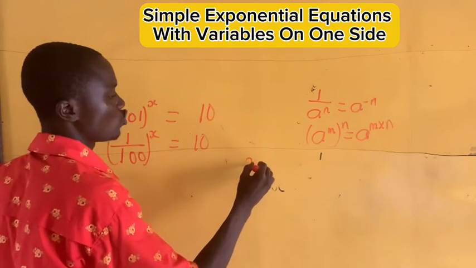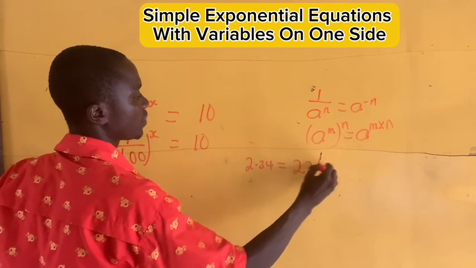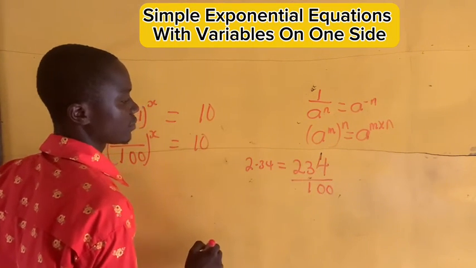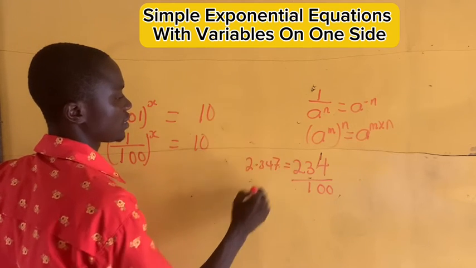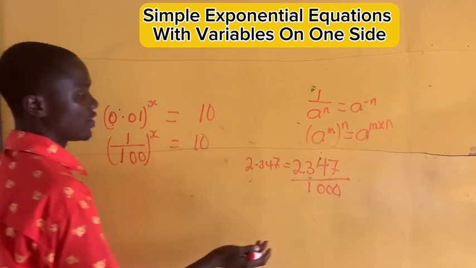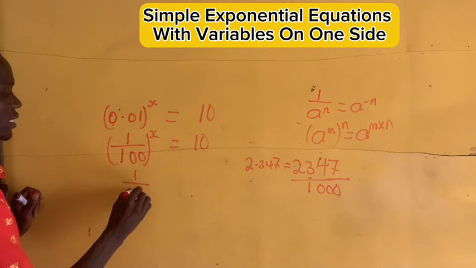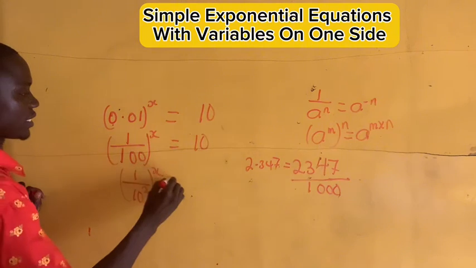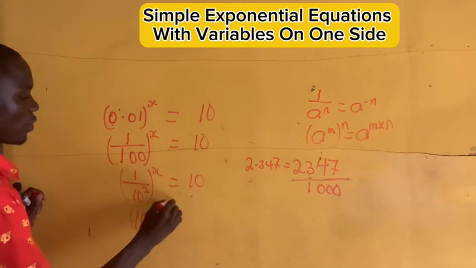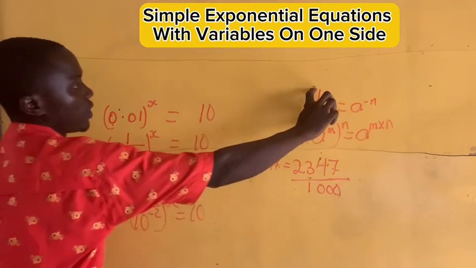If you have, let's say, 2.34, it's the same as 2, 3, 4 divided by 1 and 2 zeros. So bring 2 zeros and bring 1. If it were to be, let's say, here to be 7, then we have 1, 2, 3. We add 3 zeros and then bring the 7 in a very simple way. So here, this one is the same as 1 divided by 10 squared, power x equals 10. And we have 10 power negative 2 power x is equal to 10.